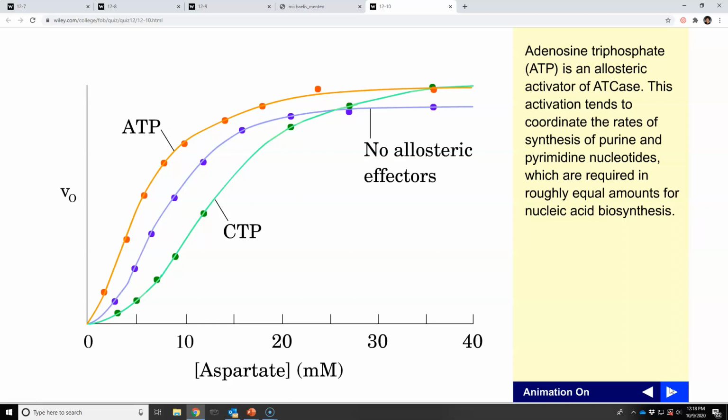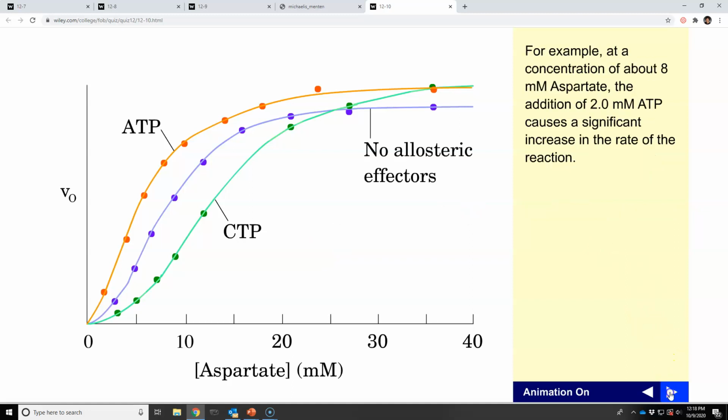For this one, I would have chosen green because ATP is an activator. ATP is a purine, and if it becomes high, that means purine concentration is high. So we want to increase the concentration of the pyrimidine, so we should activate that ATCase enzyme. And again, if you look at the Km, you can see that the Km goes down. That means that less substrate is required to reach half maximal activity. Using the same analogy, if we look at 8 millimolar aspartate, and if we look at this flashing red arrow right here, this arrow indicates the increase in the activity that you get when ATP is present.